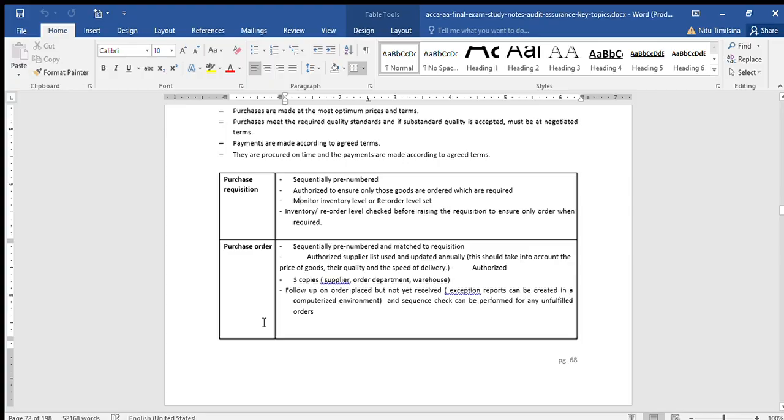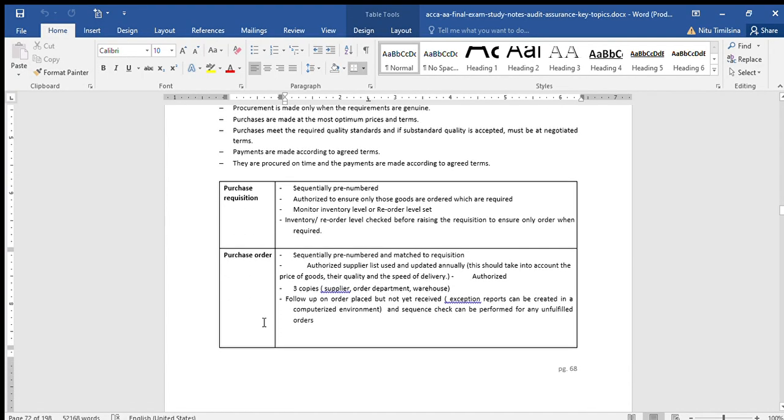So, purchase requisition, sequentially pre-numbered. These are the controls that should be there. The requisition should be sequentially pre-numbered and authorized to ensure only those goods are ordered which are required. Monitoring inventory level or reorder level set. Inventory or reorder level checked before raising the requisition to ensure only order when required.